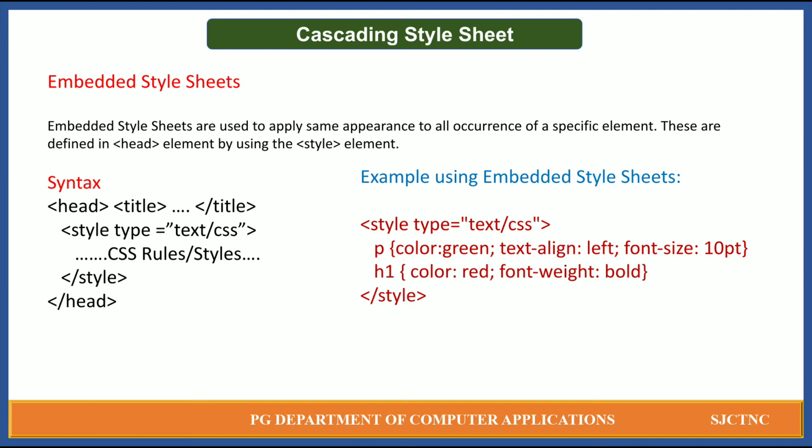Then we are storing two styles here. One is paragraph, the other one is the h1 tag. In the paragraph tag, color colon green, that is, the font color will be green, semicolon. Again text-align is left, semicolon. Then font-size 10 points. Then the closing curly bracket. It is one style. Wherever the paragraph appears in that page, it will have the same styles, that is, color green, alignment left, and font size 10 points.